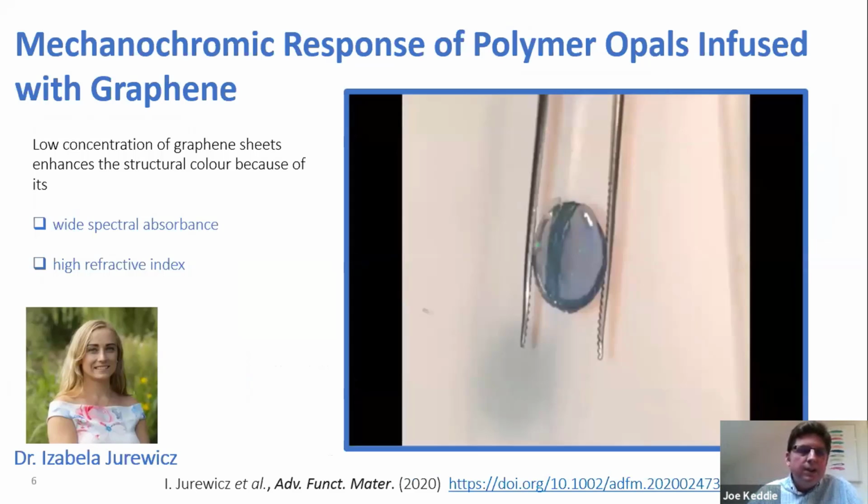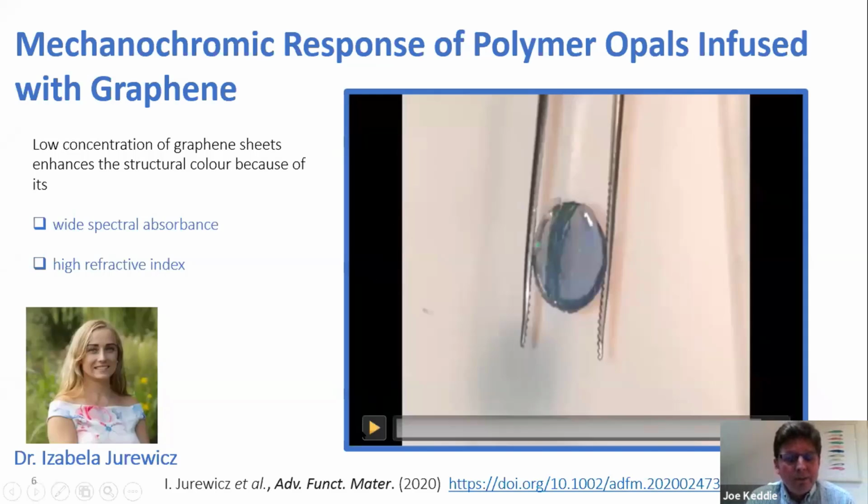So what's going on here? Essentially, with a very low concentration of graphene sheets, we do get enhanced structural color because graphene has a wide spectral absorbance. It actually helps to absorb some of the scattered light that isn't the intended color. Also, it has a higher refractive index, so it adds additional contrast to enhance some of the reflectivity at the interfaces.